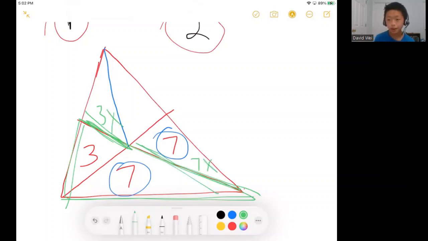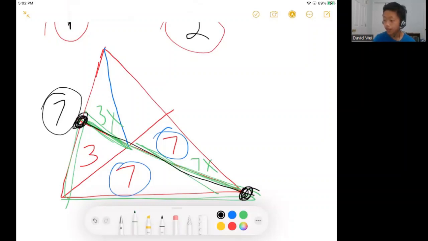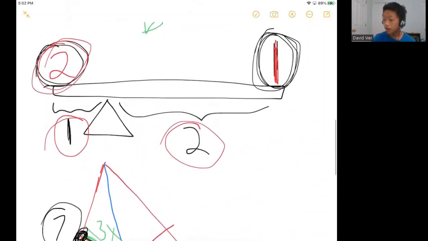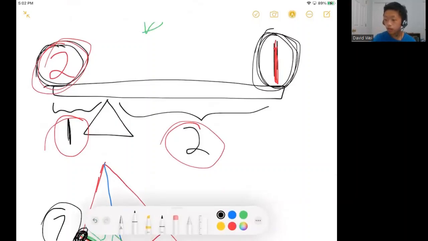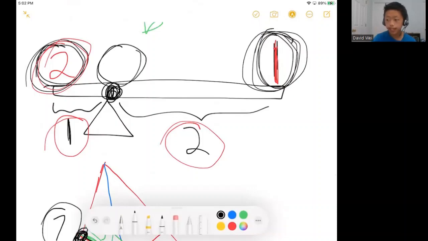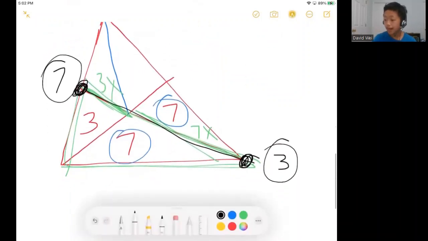Remember, by our mass points argument, if we have a 7 kilogram mass on this point here, then to balance out this seesaw, we have to have a 3 kilogram mass over here. And how mass points works is, if you have a 2 kilogram mass here and a 1 kilogram mass here, then to find the mass at the fulcrum, you just add the two sides: 2 plus 1 is 3. So in this case, to find the mass of this point here, you do 7 plus 3 and you get a mass of 10.